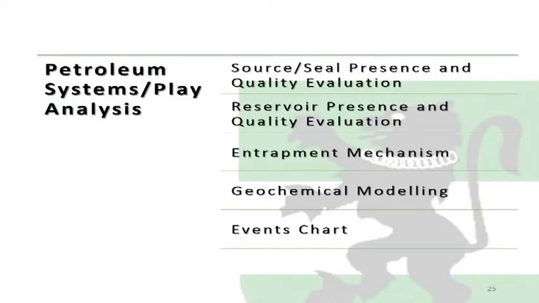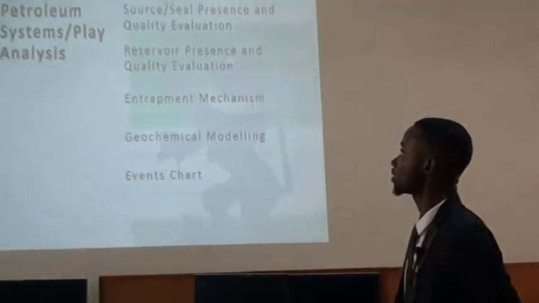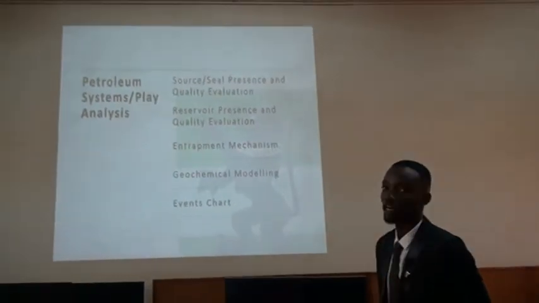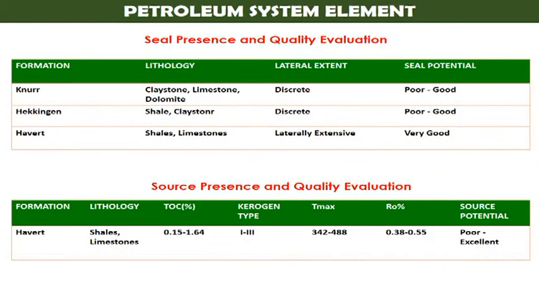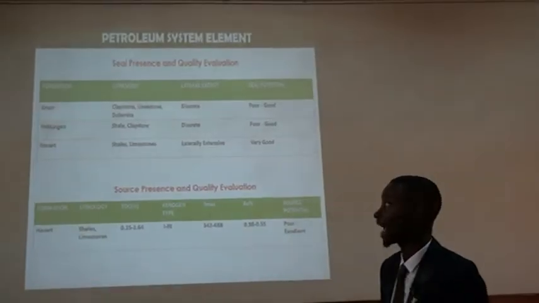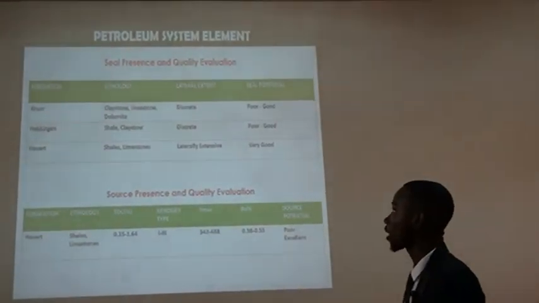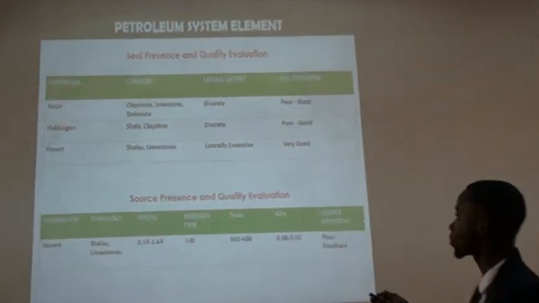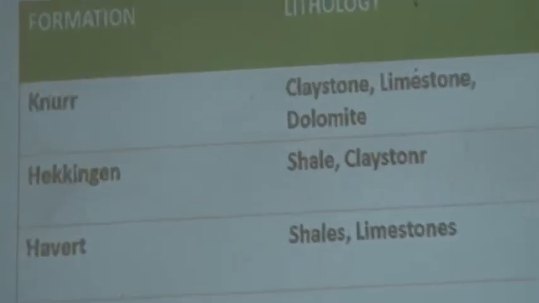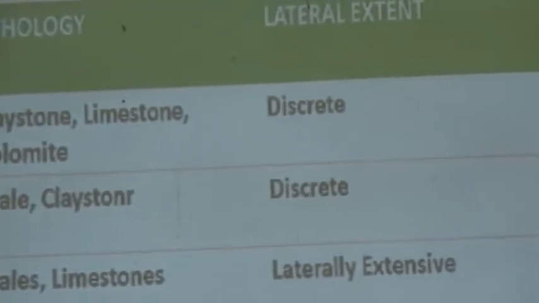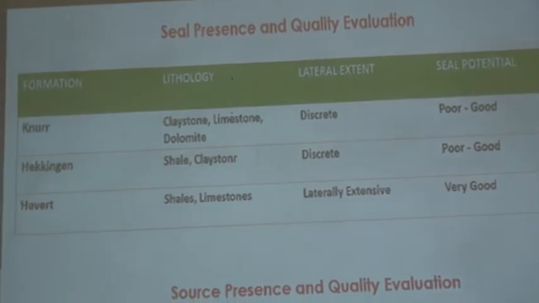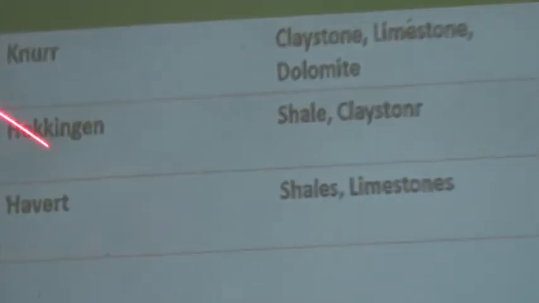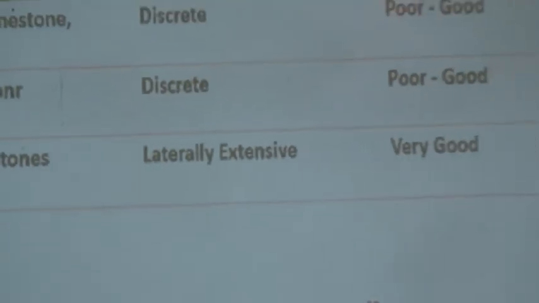Thank you, Mr. Joseph. Here on slide 25, I'll walk us through the source, seal, and reservoir presence and quality evaluation, entrapment mechanism, geochemical modeling, and the events chart. From a detailed look at the dataset provided and literature, 3 seal formations were outlined. We have here the Knorr formation made up of discrete packages of claystone, limestone, and dolomite. The Herkingen formation made up of discrete packages of shales and claystone. Also, the laterally extensive Harvest formation made up of shales and limestones, with their sealing potentials evaluated as generally poor to very good.